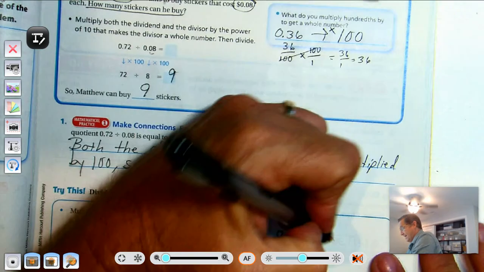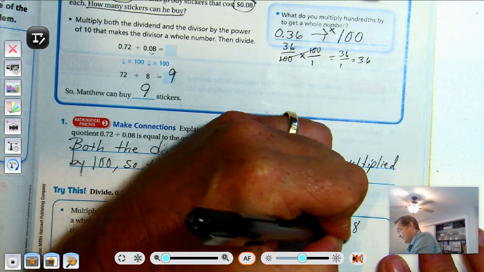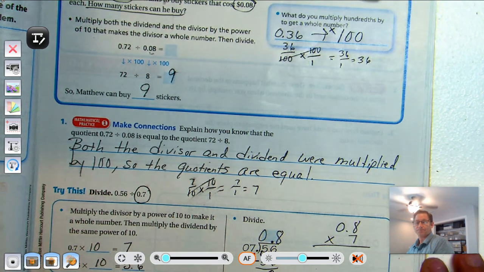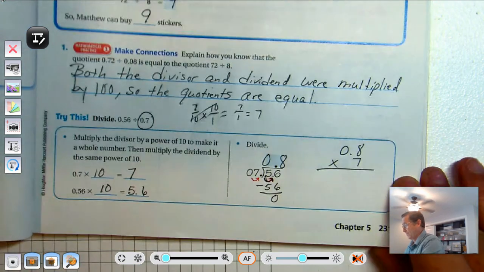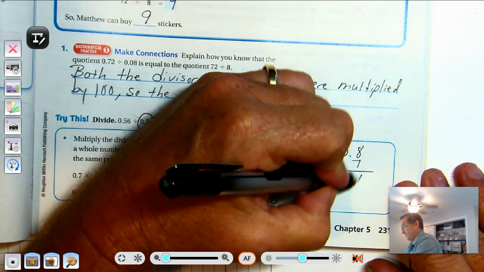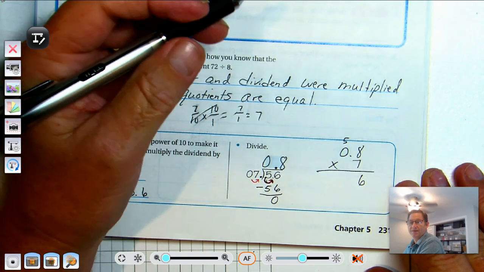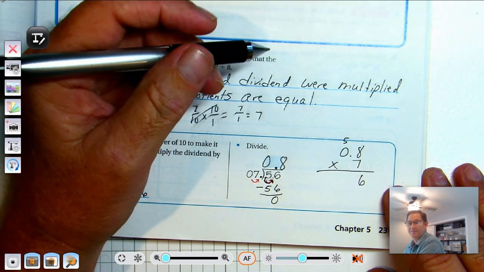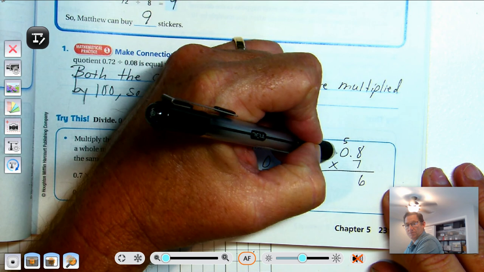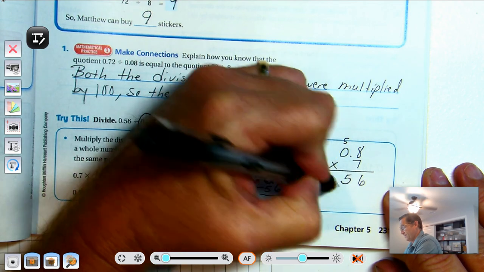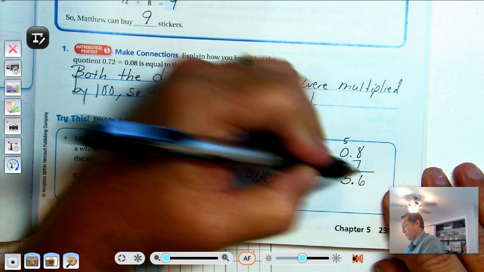We can also check that. 8 tenths times 7. And 7 times 8 is 56. We'll regroup that as 5 and 6 tenths. 7 times 0 is 0, plus 5 more is 5.6.